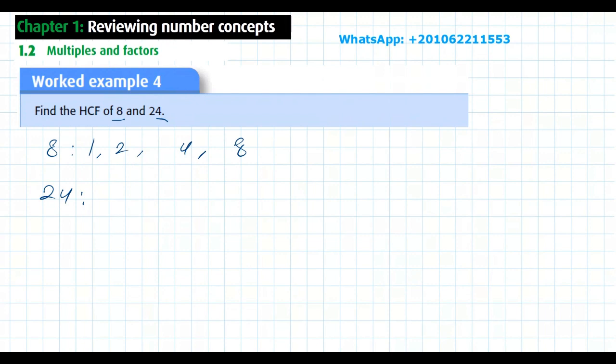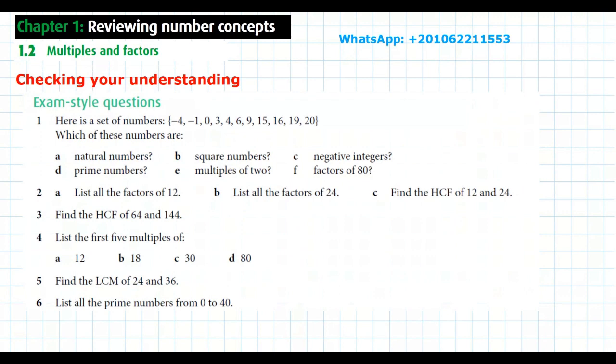What about the factors of 24? 1 by 24, and then 2 by 12, and then 3 by 8, and then 4 by 6. After that, we're going to mention the common factors: 1 and 1, 2 and 2, 4 and 4, 8 and 8. Okay, what about the highest number from these common factors? It should be 8, right? Then the highest common factor should be 8.